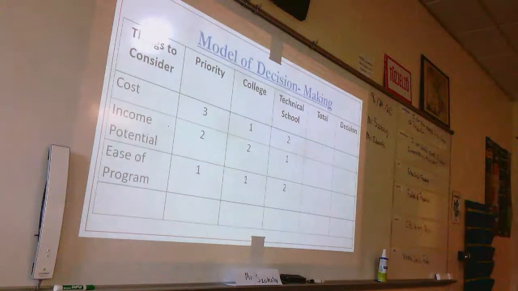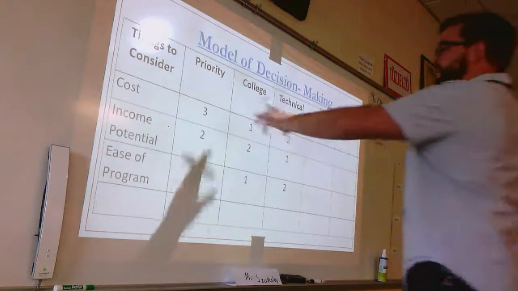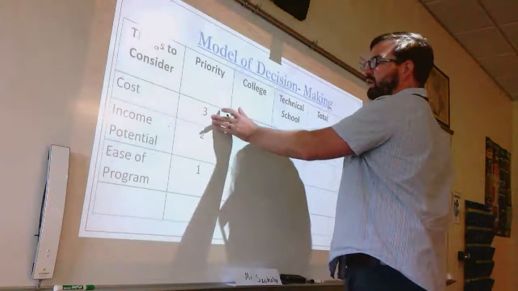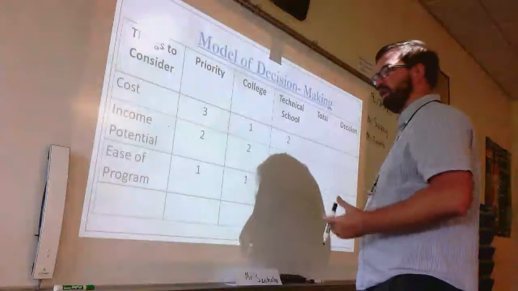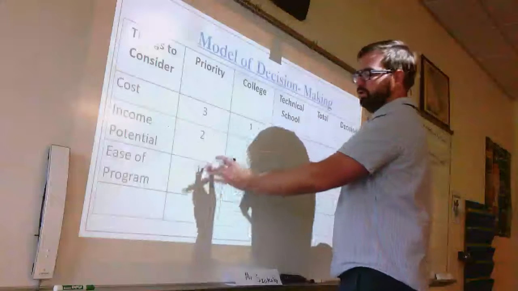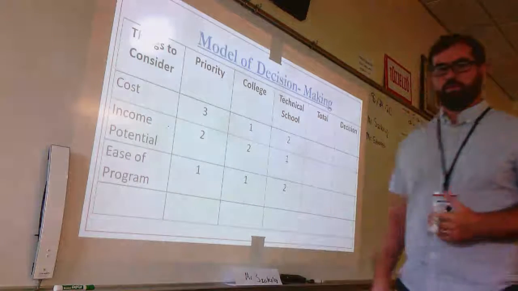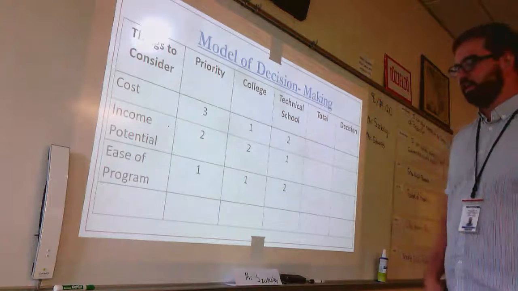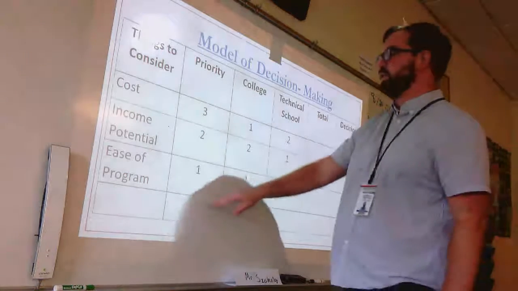So for me, when I was looking at school, the cost of the school was the biggest thing for me. And so I would put that as a number 3 for me. Secondly, I want to make a good bit of money from the job that I have. And so the next priority would be the income potential. And I'm not really worried about the easiness of the program. I'm a pretty smart guy. I think I can accomplish anything I set my mind to. And so that's the lowest priority.